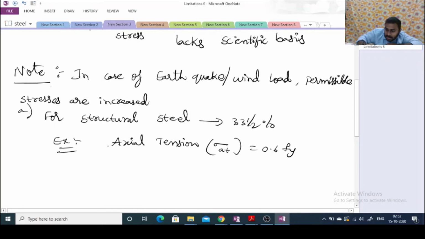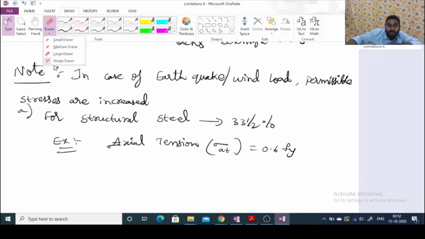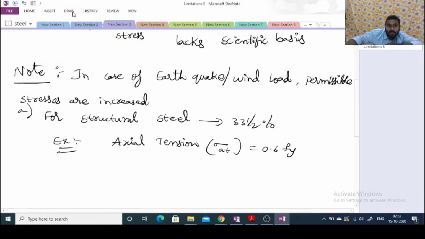So this sigma AT should be increased by 33.5%. It means this sigma AT should be multiplied, 1.33 into 0.6 Fy. Is that okay? So finally we are going to get some value. This is what the increase means. So whenever we are going to consider earthquake load or wind load, then permissible stresses are increased. See, all these are only in the working stress method. This is for structural steel.